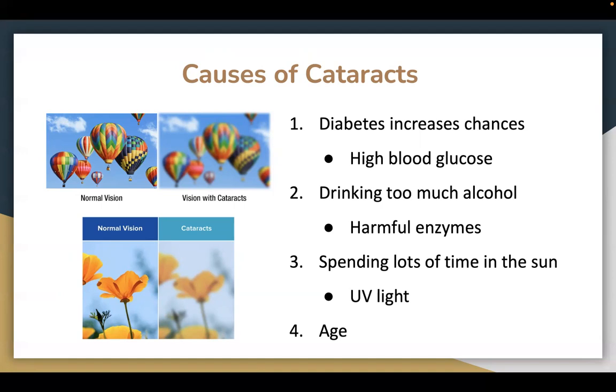The third is spending lots of time in the sun. If you're exposed to a lot of UV light directly on your retina, then this would dramatically increase your chance of contracting or growing a cataract. This is due to harmful oxidative reactions that happen within your eye, but I'll cover that further.